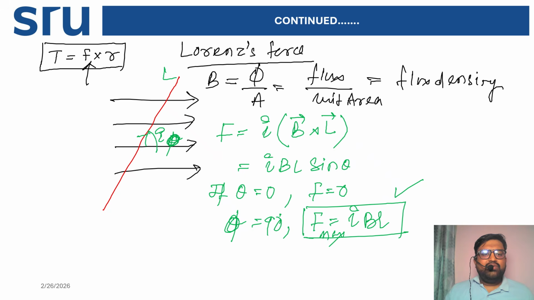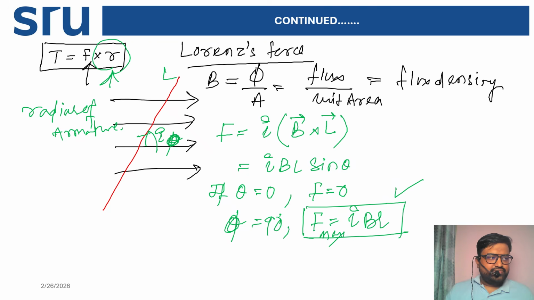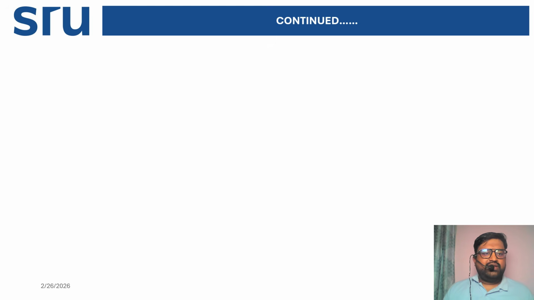And we are considering the radius of the armature. Don't forget that R is your radius of the armature, right? Now we'll understand a concept: total torque is equal to force into radius, with the unit Newton meter. Then we will consider the total armature torque, because this is the torque across a single conductor. Next slide.